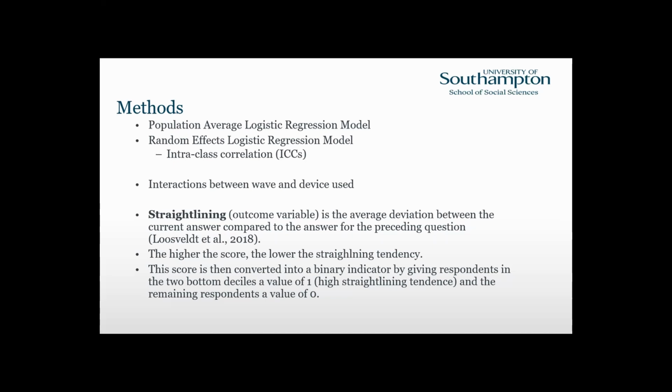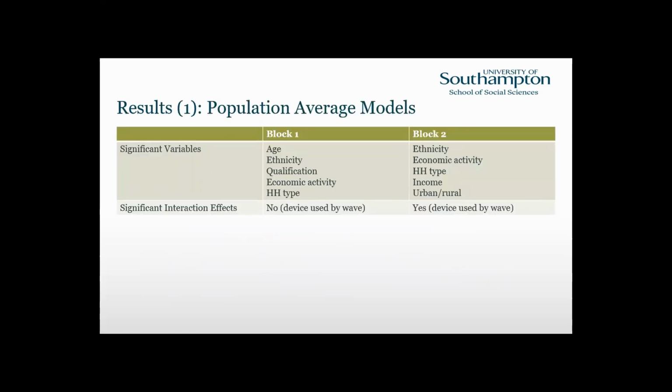And this score was then converted into a binary indicator, which allowed us to then fit logistic regression models by giving respondents in two bottom deciles a value of one, high straight lining tendency, and the remaining respondents a value of zero. So the first two population average models. So here, no details. I will show plots in the next slides.